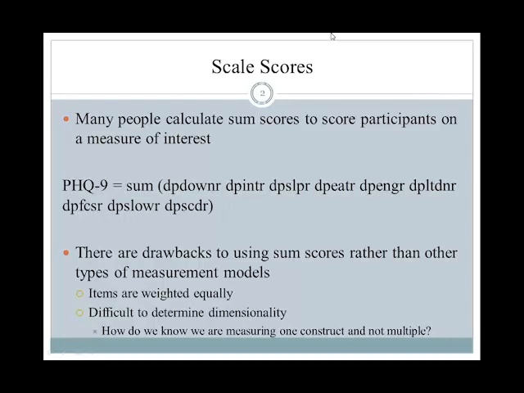Another drawback to using the scale score model is that it's difficult to determine dimensionality. It's not impossible, it's more difficult in comparison to factor analysis. So when you have a set of items, how do you know that you're measuring just depression, for instance? Maybe you're measuring depression and anxiety, or maybe you are measuring depression, but the items are clustering into 2 different clusters, where one cluster is the somatic symptoms of depression, whereas another is the psychological symptoms of depression.